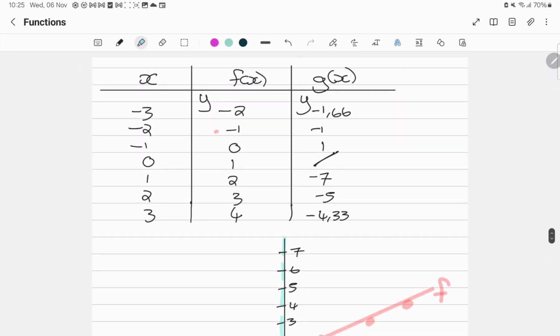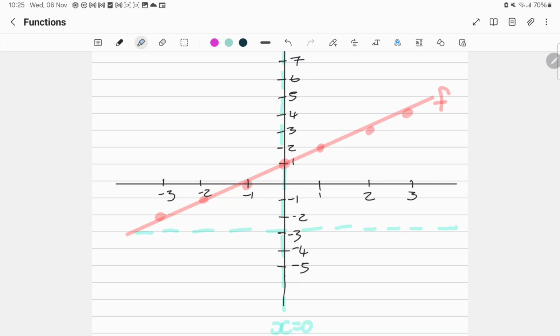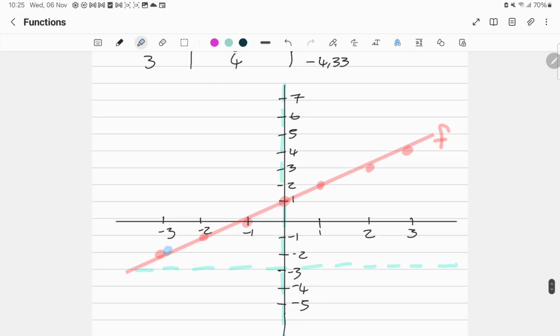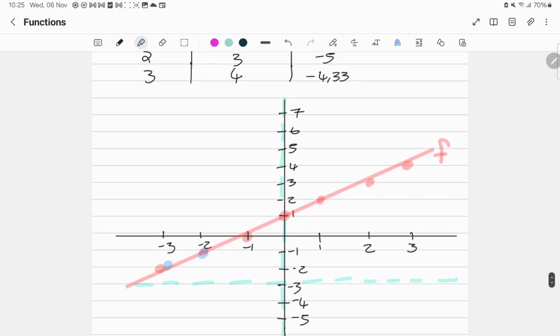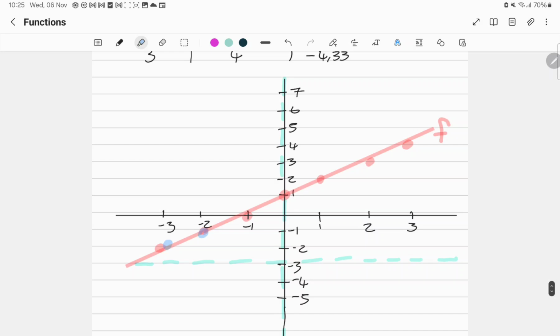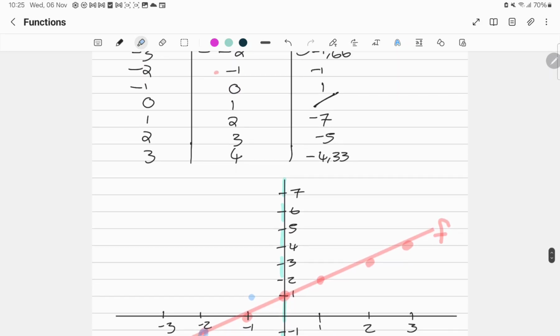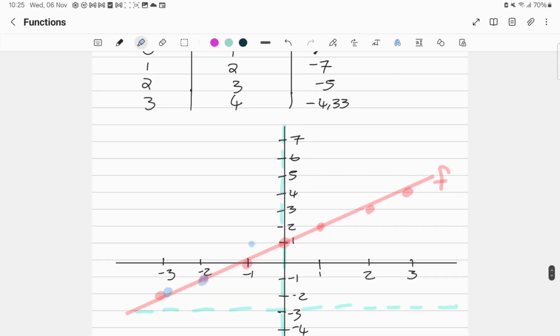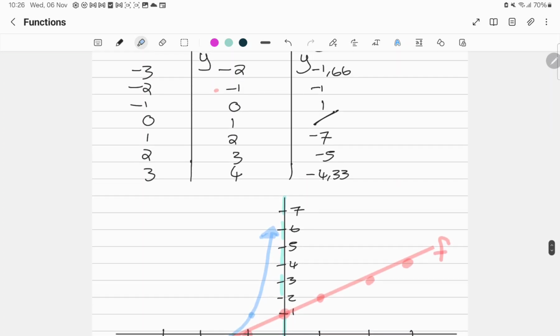Okay, so when x was negative 3, my y was negative 1,66. So that's about there, we assume. Okay, then at negative 2, it was negative 1. Then at negative 1, it was positive 1. Then at 0, I can't have a 0. So that tells me this is the end of this graph. So this half is going to go up towards my asymptote, but it may not cross my asymptote. And then I'm going to do the same with the rest.